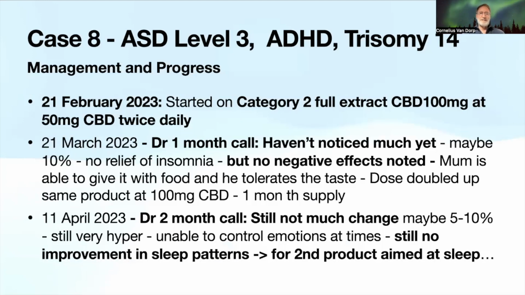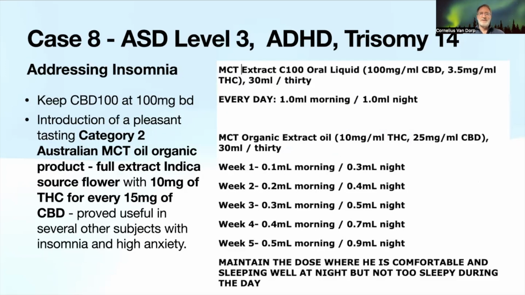So he started on a category 2 full extract CBD 100 at 50 milligrams of CBD twice daily. Nothing much noticed at 1 month and 2 months. So I started another product, and this one is the organic MCT oil product with 10 milligrams of THC for every 15 milligrams of CBD. And so that's the little titration I sent them to stick to. And we were still able to do that at that point because the TGA hadn't started clamping down.